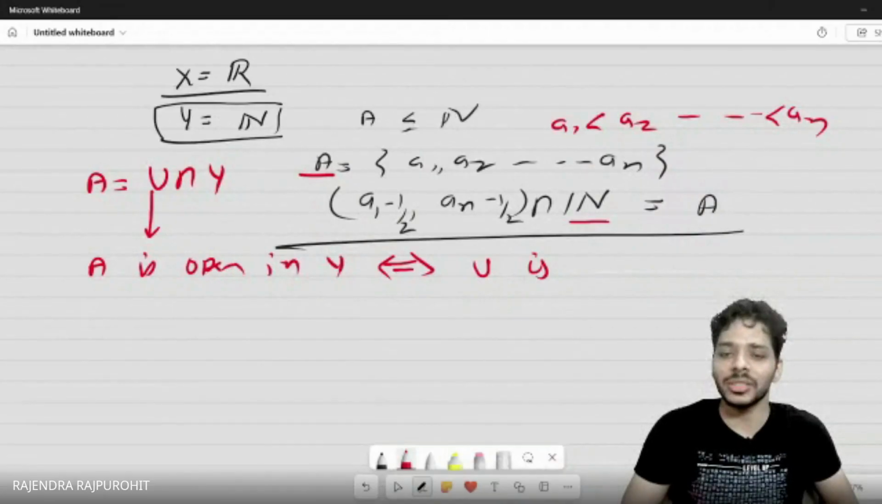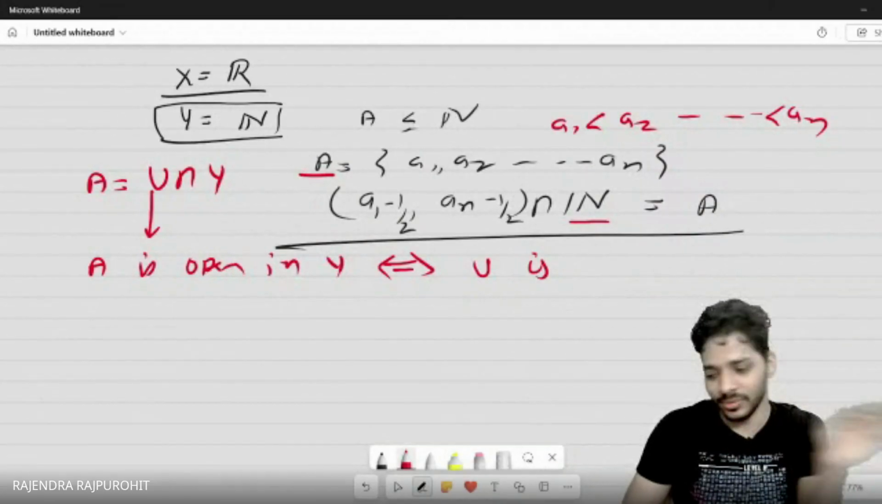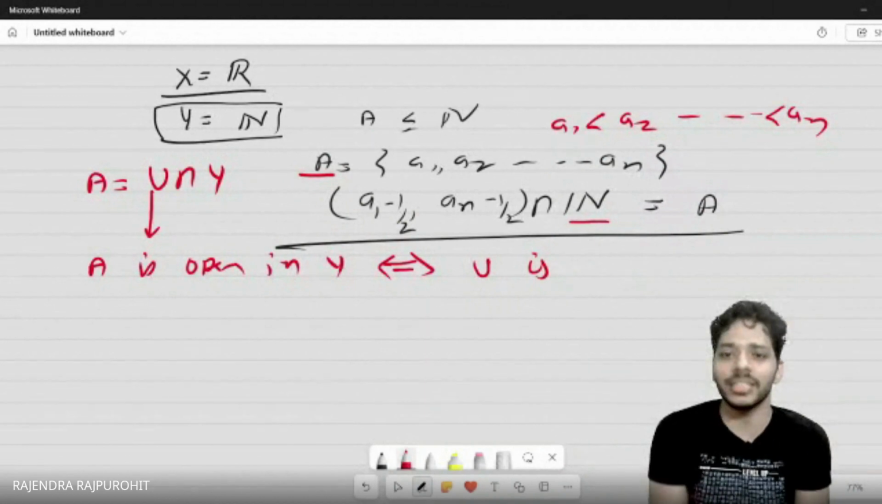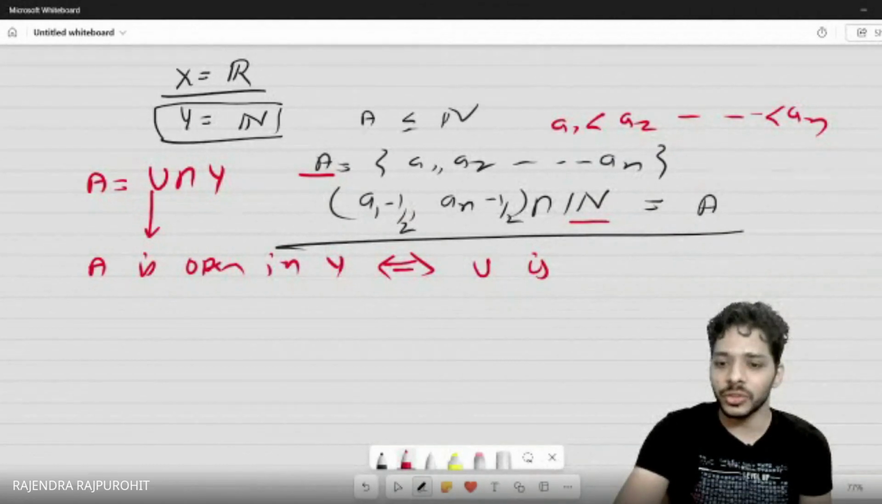Yeah, the topology will be the discrete one. Discrete one, yes, sir. On a finite subset of R, or if you take any set without a limit point, then you will get the discrete topology only. All right, then I'll stop here for today.